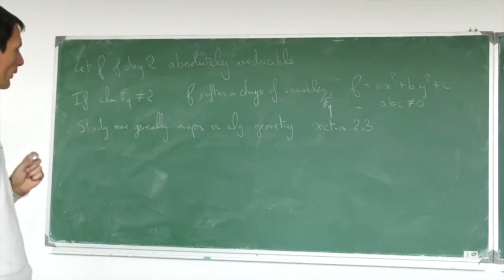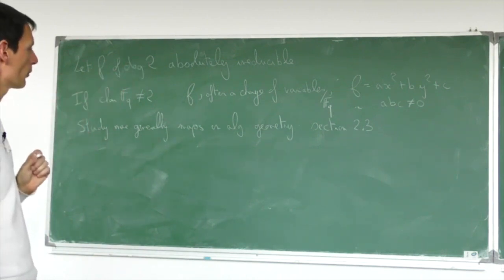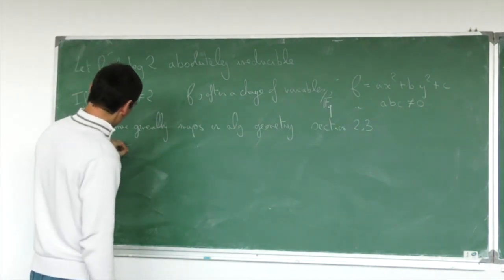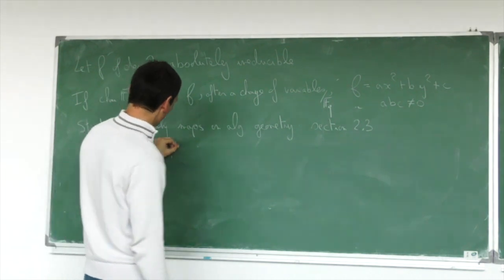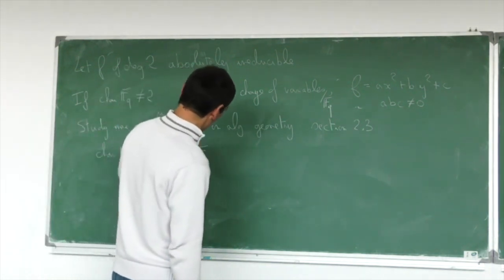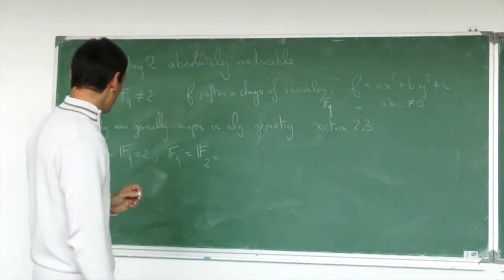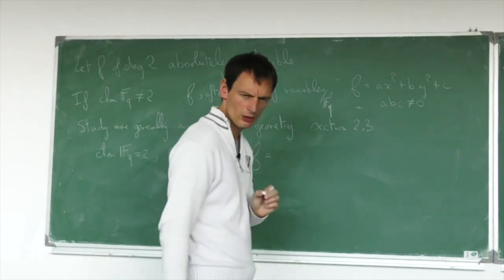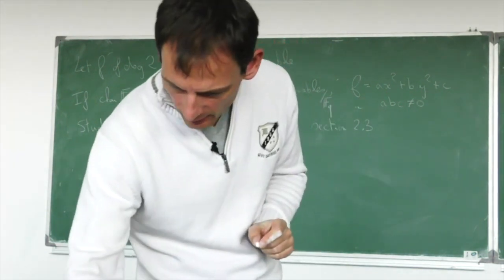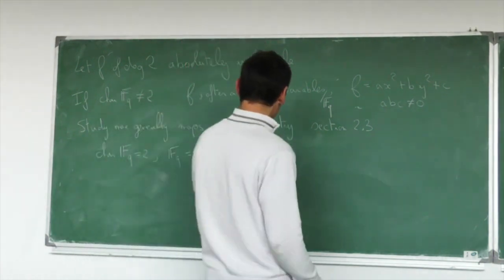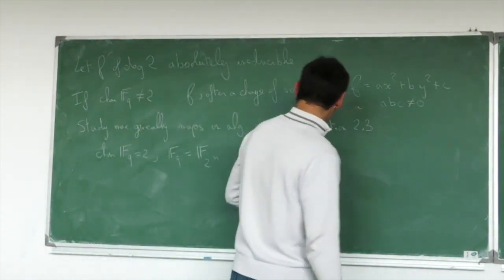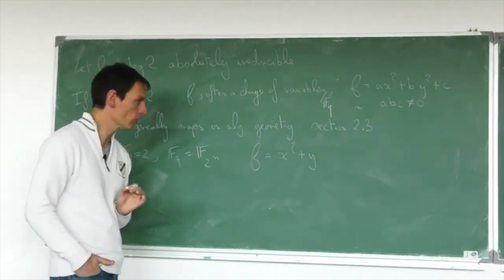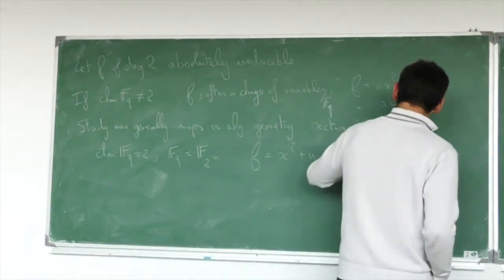Okay, so we can start with the characteristic of FQ different from 2, and if the characteristic of FQ is equal to 2, meaning that FQ is just F2 to the n, then there is a result which is maybe less known, that you can always have f of the form x squared plus y. Okay, so let's just finish with this case because it's easy.